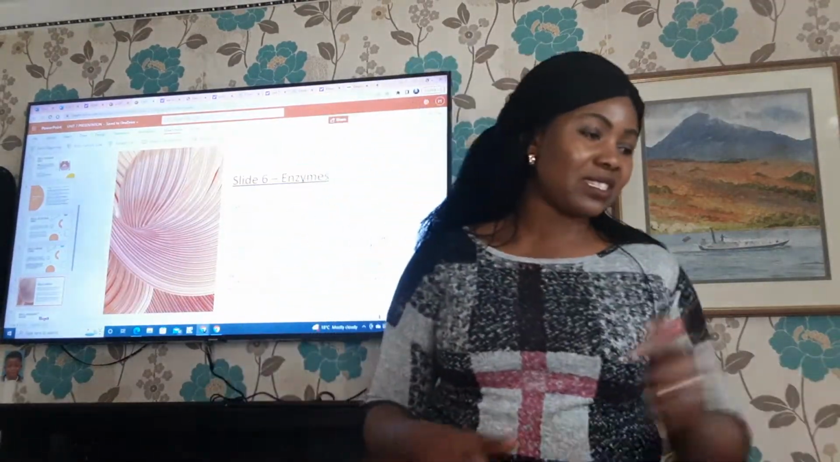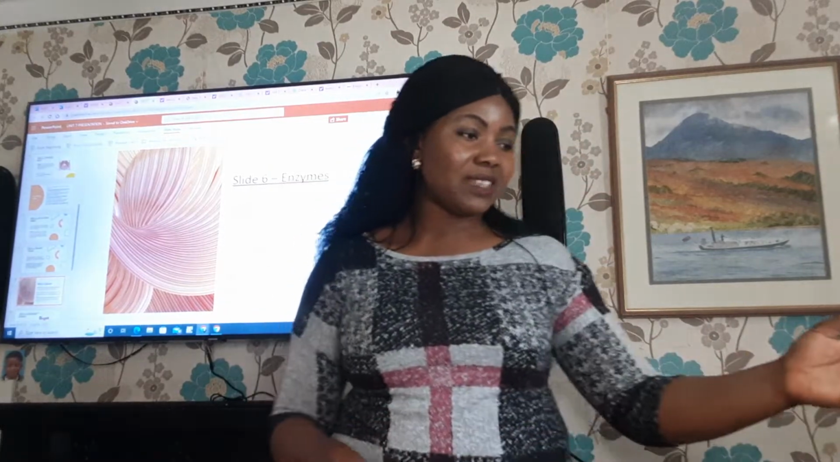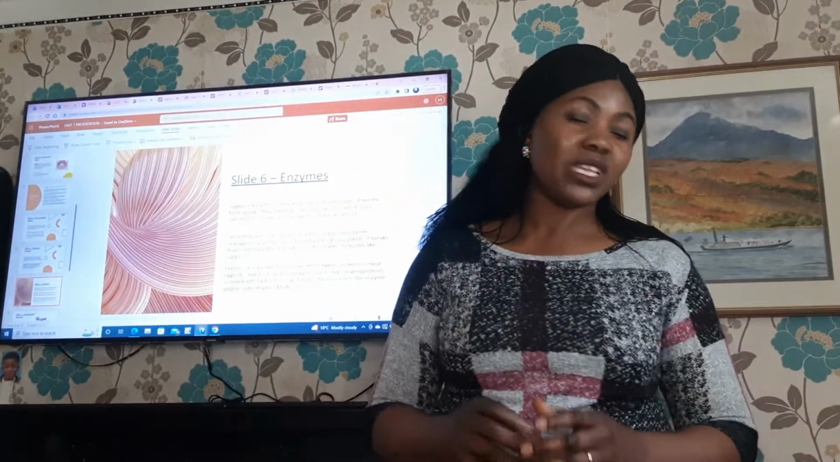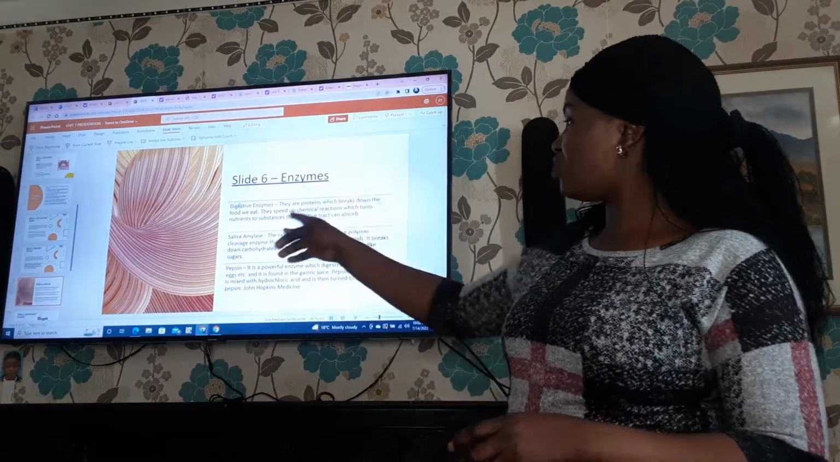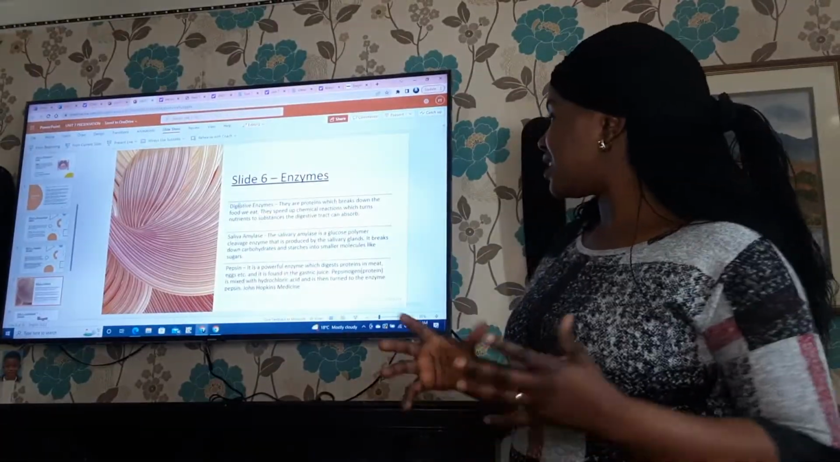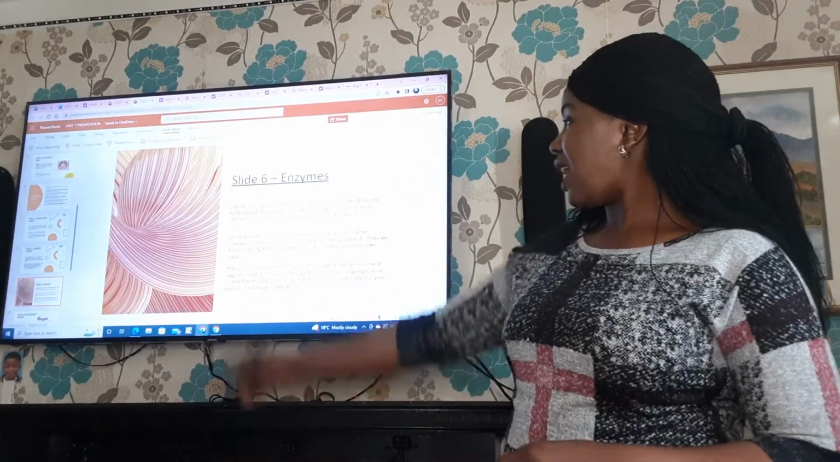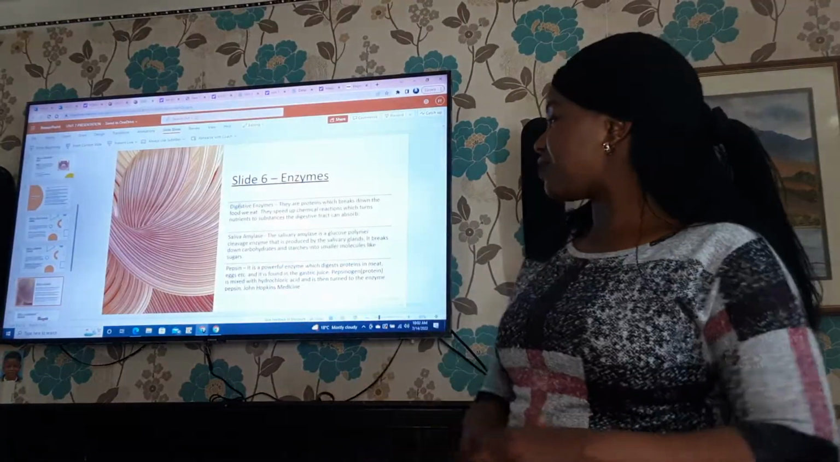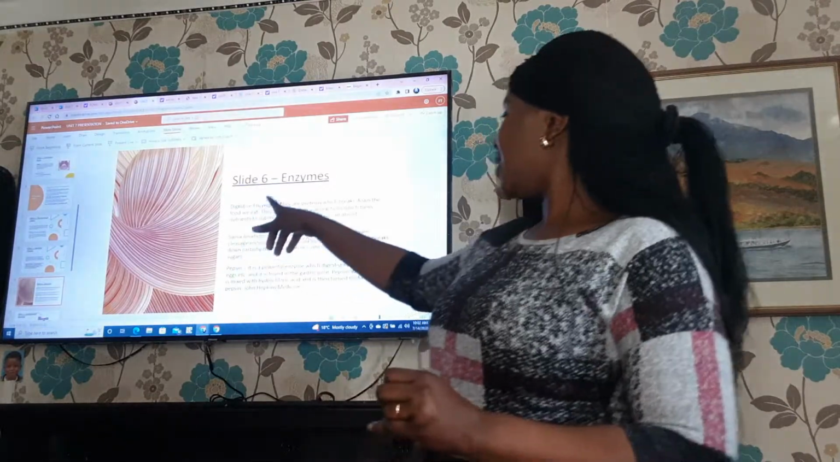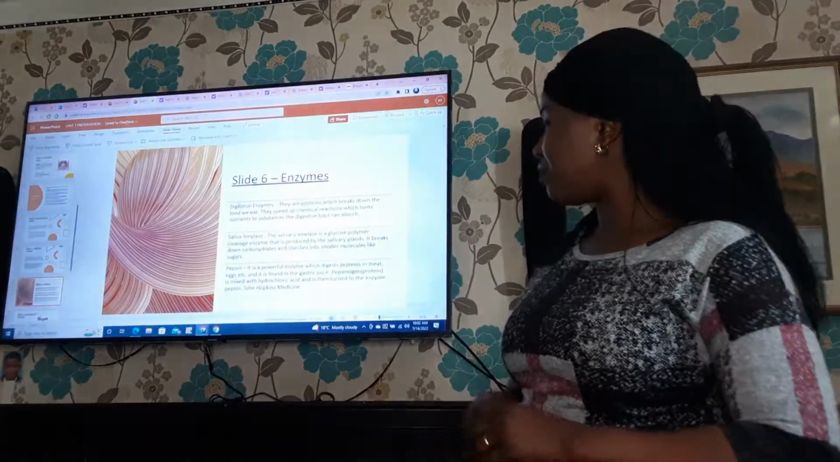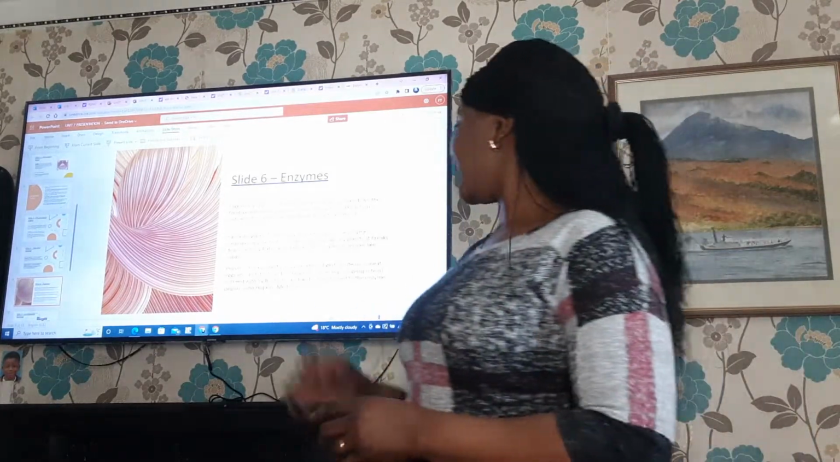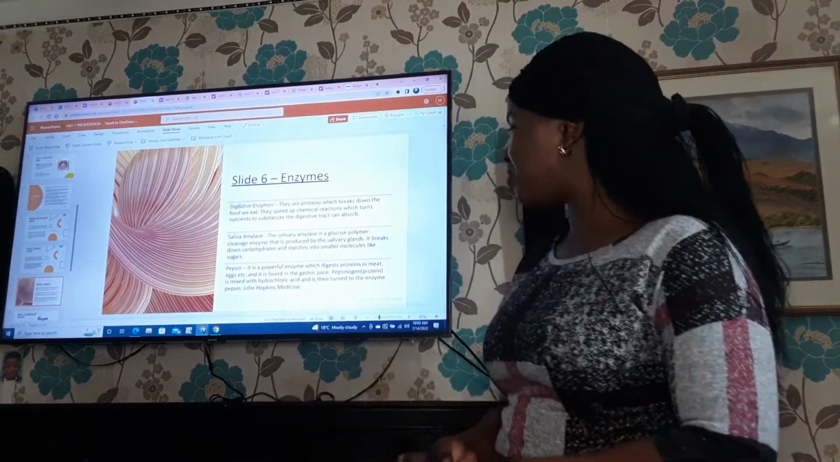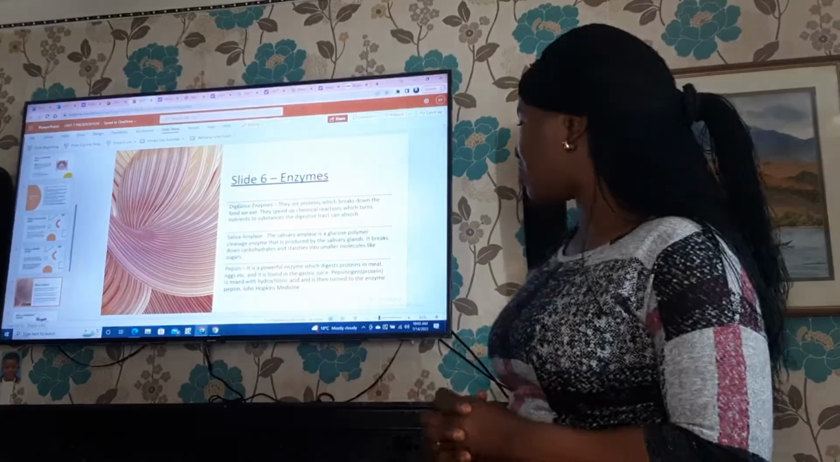And then my slide 6 is talking about the enzymes. Digestive enzymes are proteins which break down the food we eat. They speed up chemical reactions which turn nutrients into substances the digestive tract can absorb. And I've got two examples of enzymes. I've got salivary amylase. The salivary amylase is a glucose polymer cleavage enzyme that is produced by the salivary glands. It breaks down carbohydrates and starches into smaller molecules like sugars.